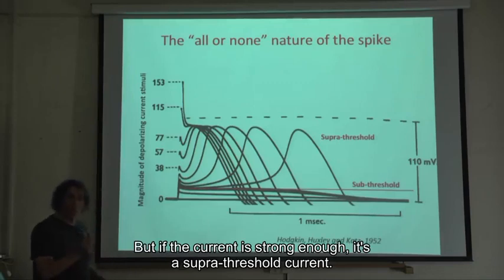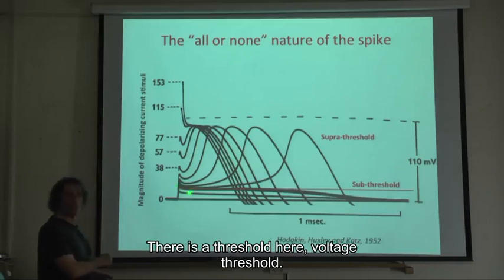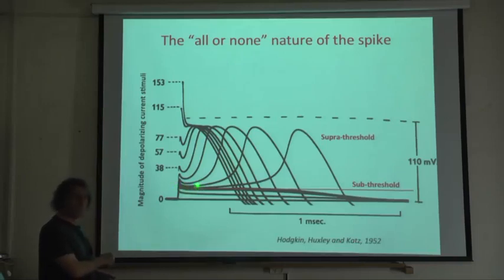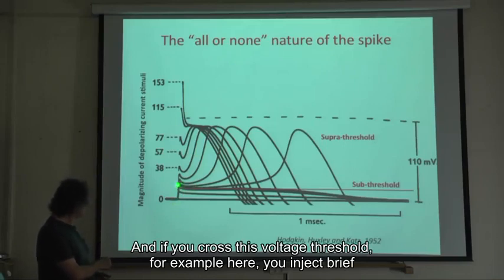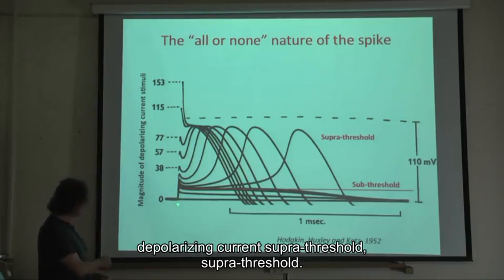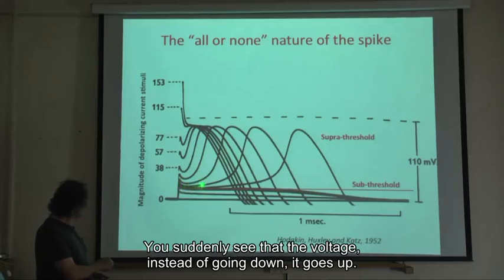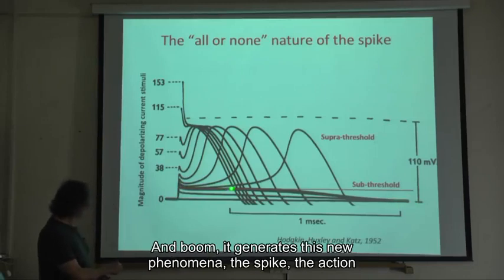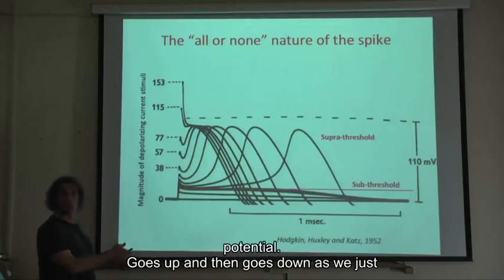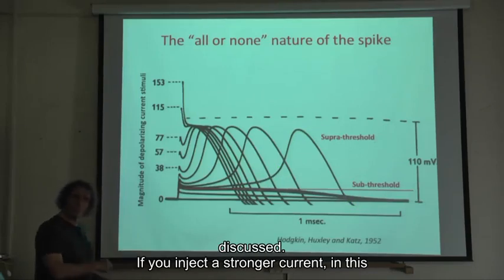But if the current is strong enough, it's a suprathreshold current. There is a voltage threshold here, and if you cross this voltage threshold, for example by injecting a brief suprathreshold depolarizing current, you suddenly see that the voltage, instead of going down, goes up, and boom, it generates this new phenomenon, the spike, the action potential. It goes up and then goes down, as we just discussed.